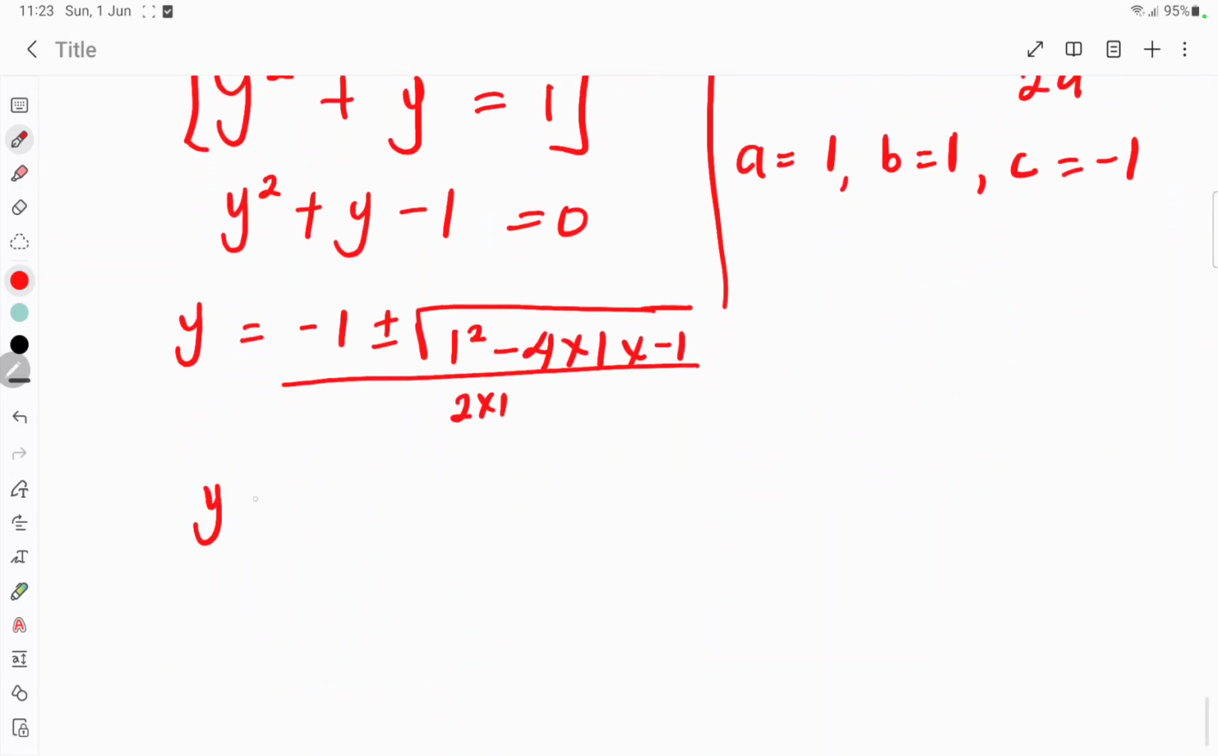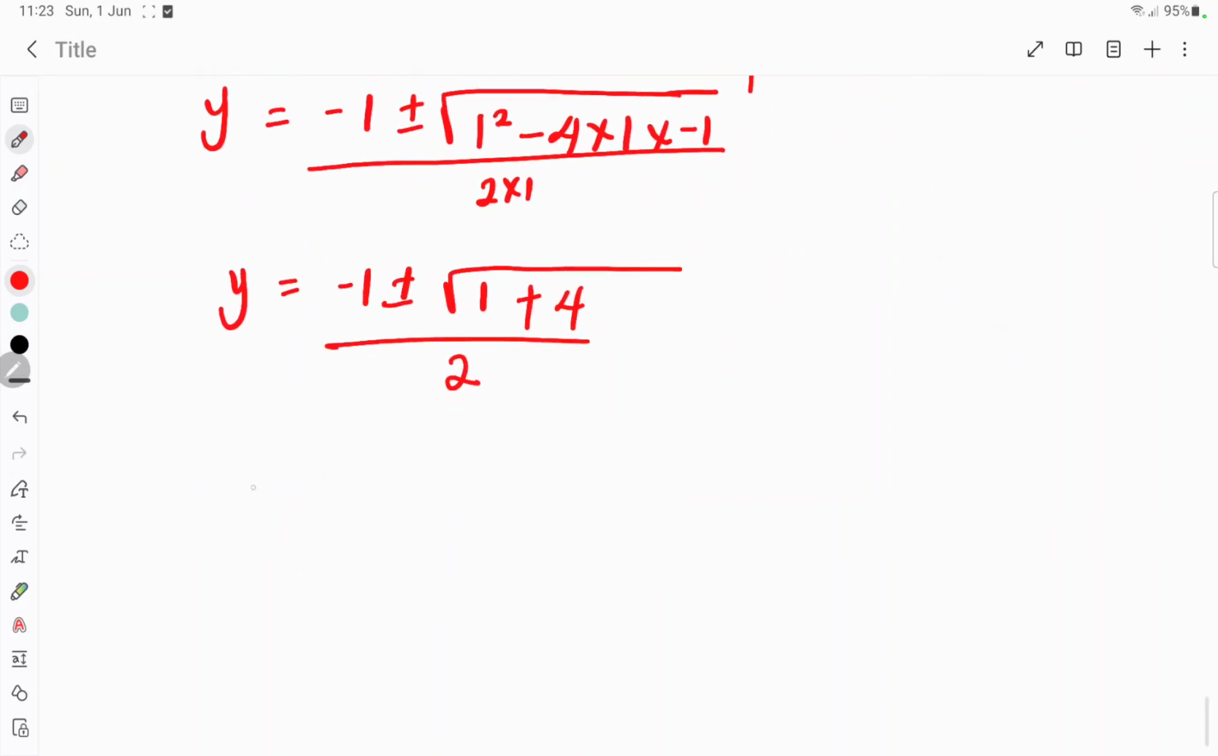So getting this, y is equal to minus 1 plus or minus the square root of 1 squared is 1, minus 4 times 1 is minus 4, minus 4 times minus 1 is plus 4, then divided by 2. And this is going to give you that y is equal to minus 1 plus or minus square root of 5 divided by 2. Good. So on getting this, you can now see that these are the values of y.